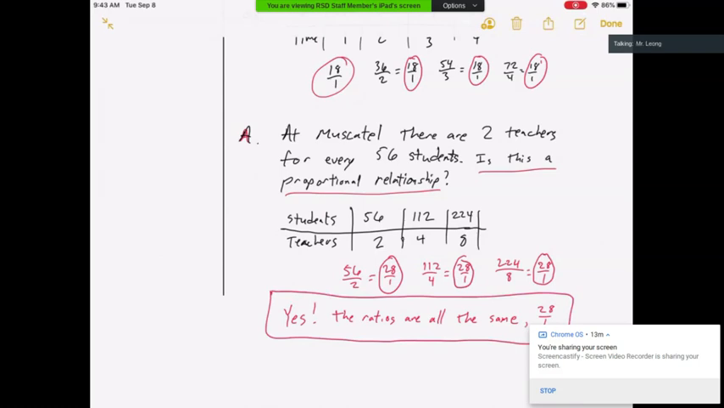And here's the thing, on your homework today, there are only two answers that you're going to put. It's either yes, the ratios are all the same, or no, the ratios are not all the same. That's it. Those are the only two answers that you could put on your homework for the most part. Now you have to show the work, of course, but it's either yes or no, right?